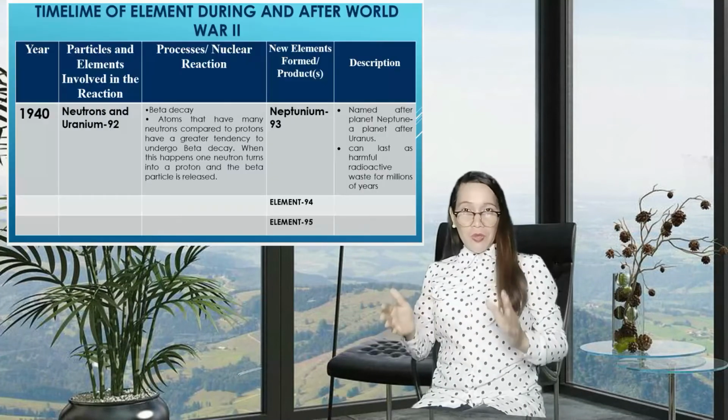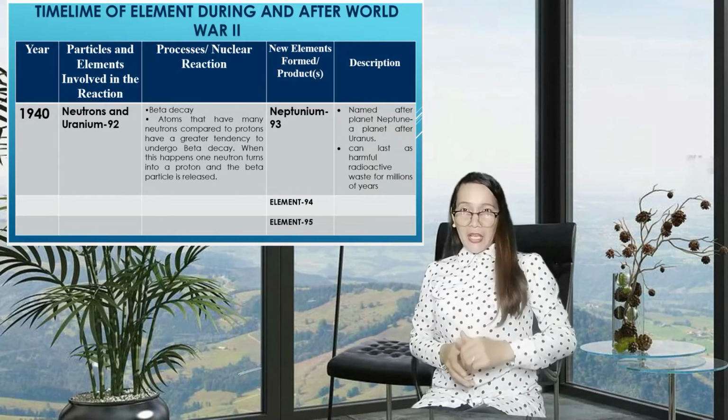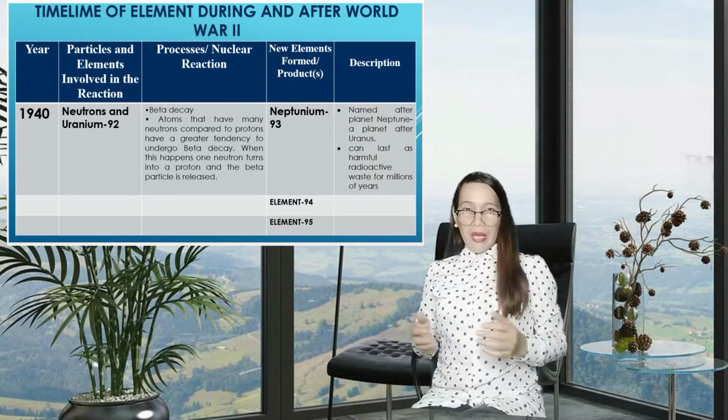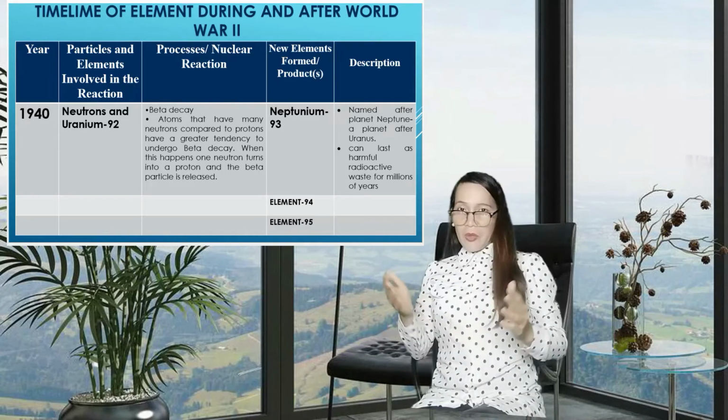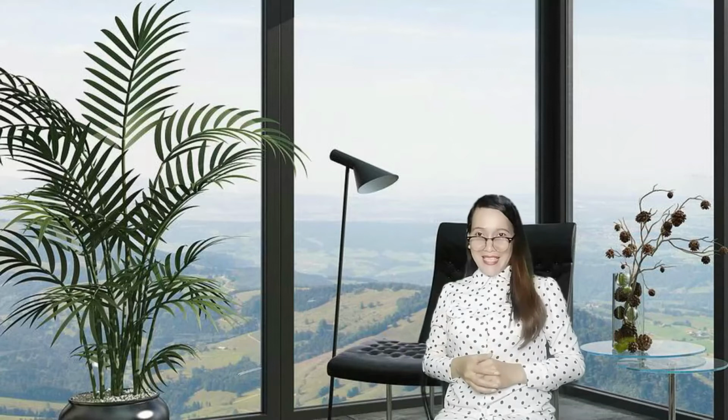What I want you to do is to make a timeline of new elements. Then, identify at least two new elements that form heavier than uranium that were discovered during and after World War II. You can use your cell phone to search for those elements. Get ready to discuss how they have been discovered or synthesized in the laboratory. Please be guided by the timeline below. So the first one is done for you.